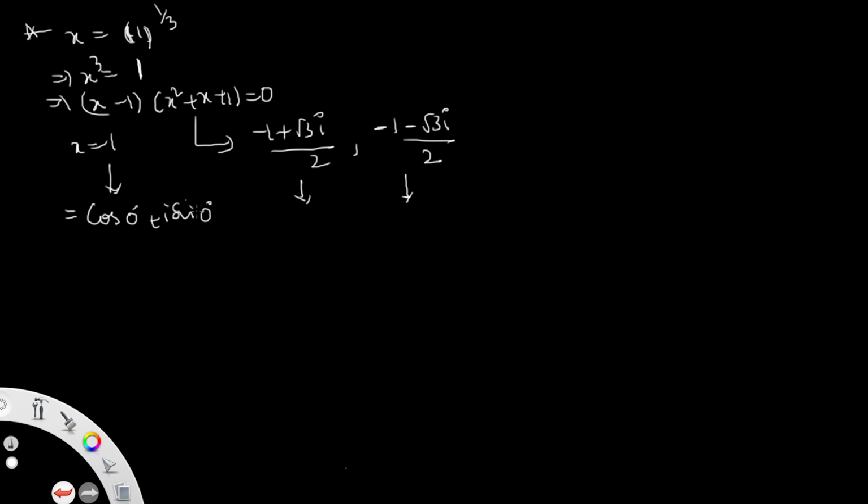Cos 0 plus i sin 0 we can write in the polar form, that is cis 0. Similarly, 1 is the real root, the first root is 1. Then we have to write it in the polar form, which in the cis form means cos 0 plus i sin 0, that is cis 0. And minus 1 plus i root 3 by 2 means minus 1 by 2 plus root 3 by 2 into i.